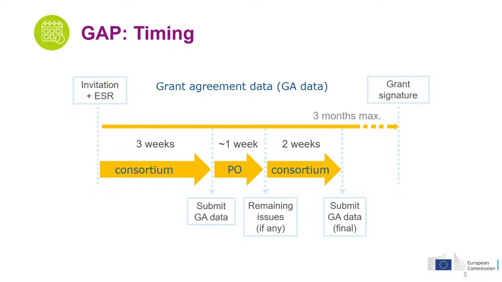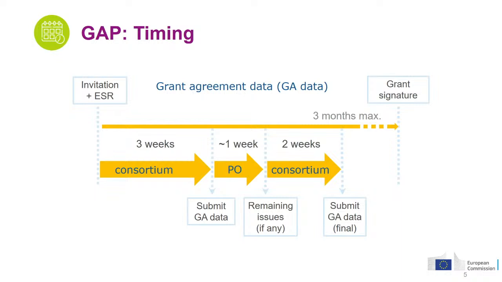You receive the invitation letter and the evaluation summary report. We estimate around 3 weeks for you, where you will be given access to the systems and you will be able to start encoding your information there. Then the coordinator will have to submit the grant agreement data on behalf of the consortium. The PO will have around 1 week to review. If everything goes well, then that's the end of the process.